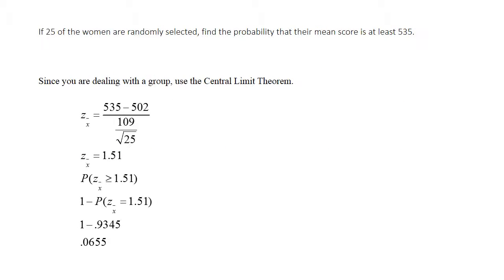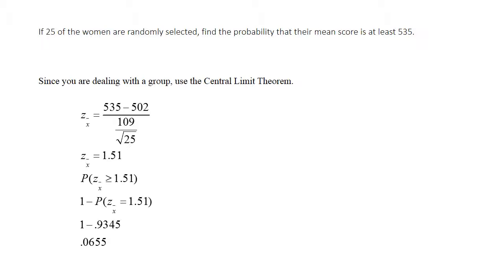The next question asks, if 25 of the women are randomly selected, find the probability that their mean score is at least 535. Since you're dealing with the group, we have to use the central limit theorem. We first convert 535 to a z-score. To do this, we use our formula. The z-score equals (535 minus 502) divided by (109 divided by the square root of 25).